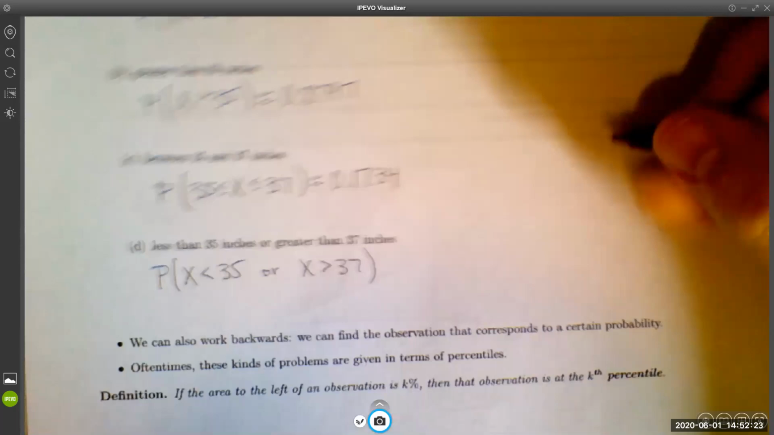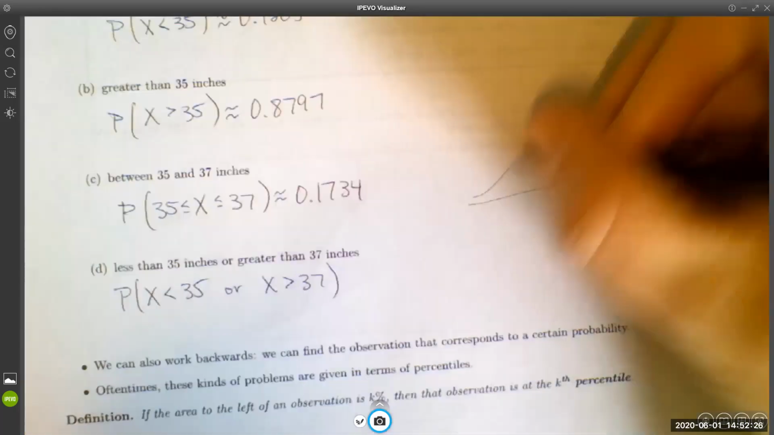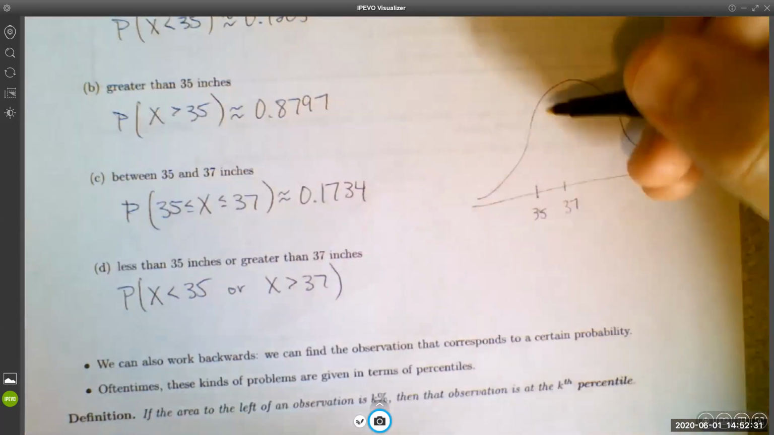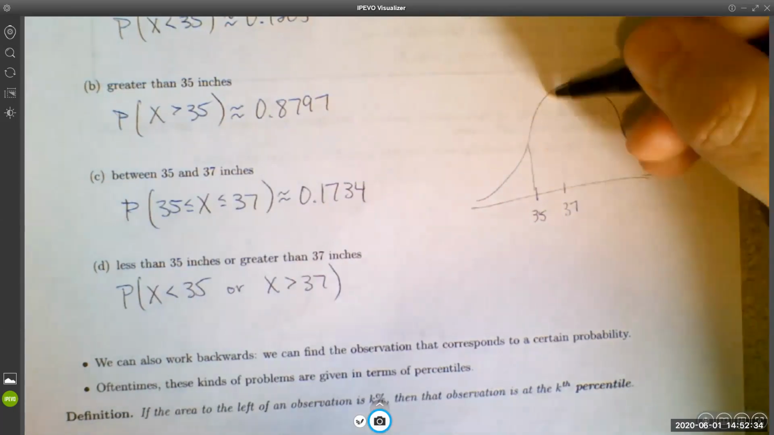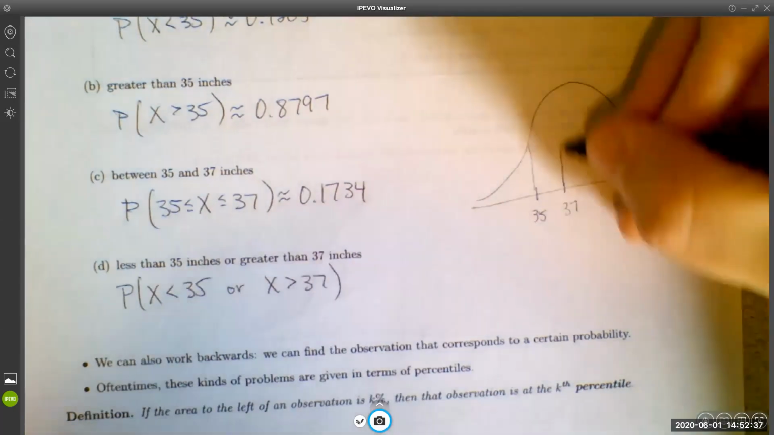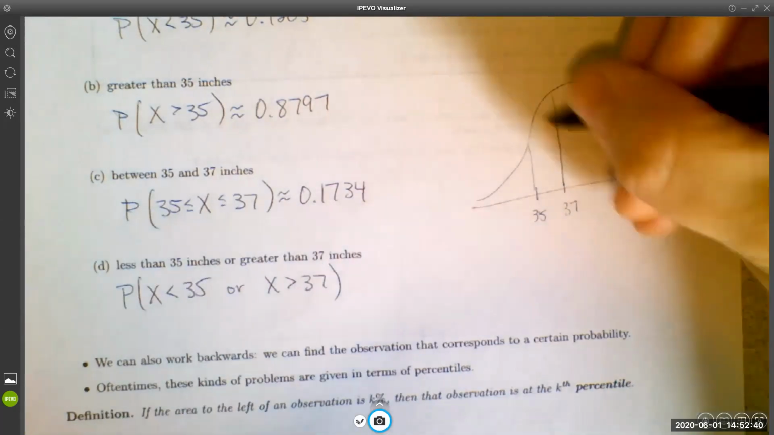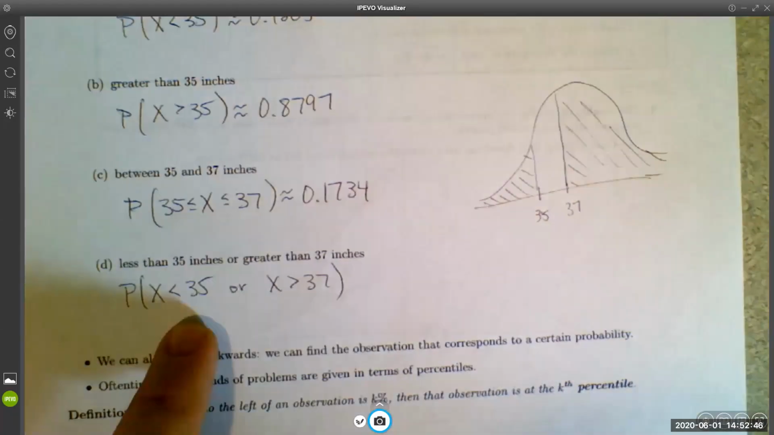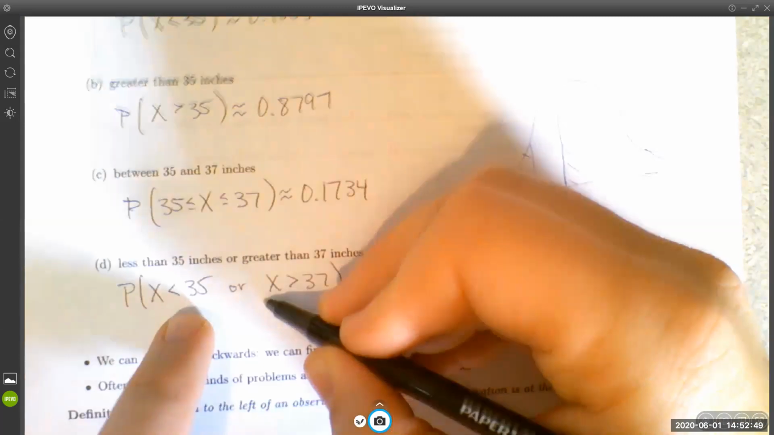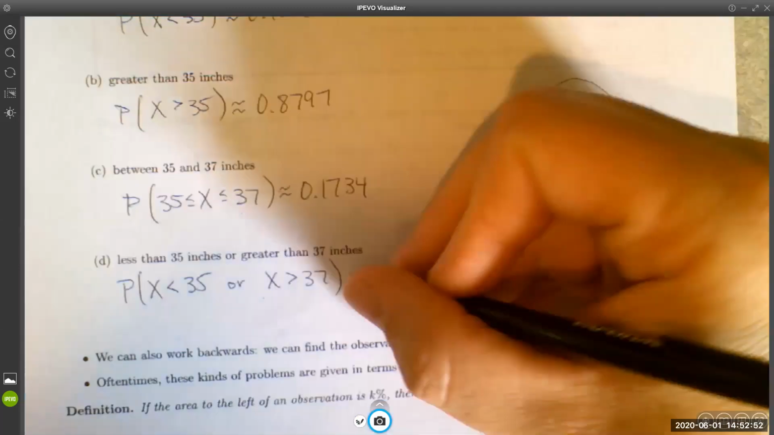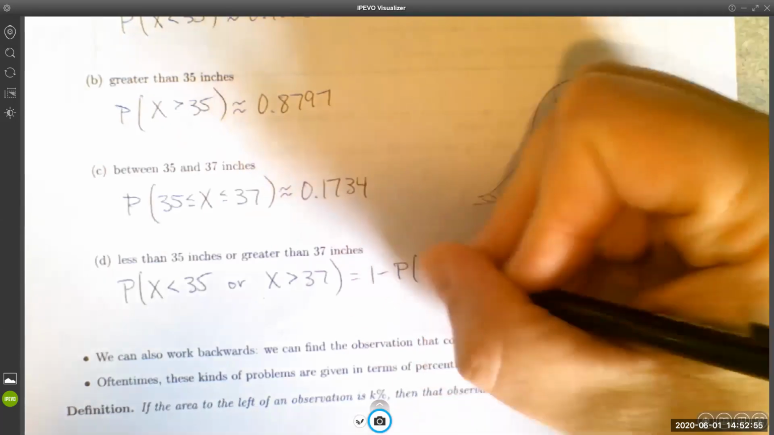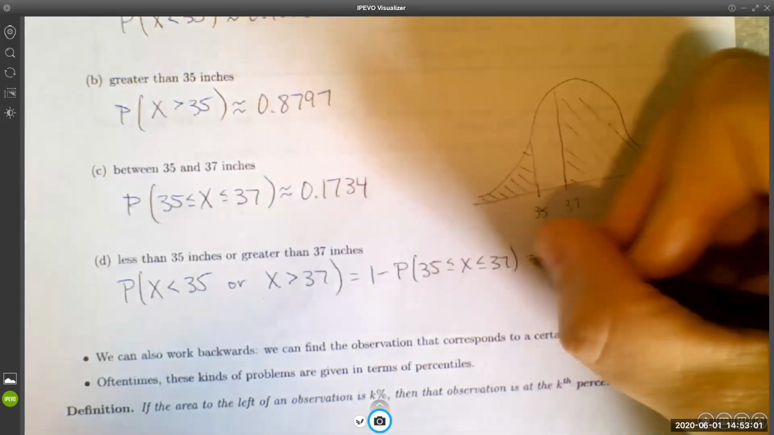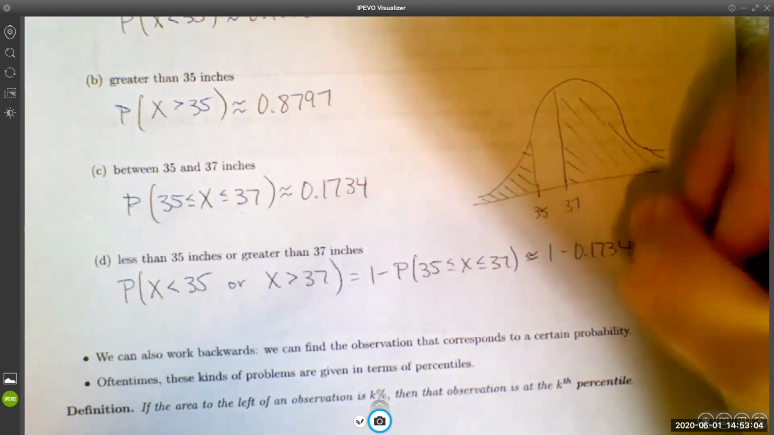So first of all, to draw a picture, let's say 35 is there and 37 is there. In part C, we found the area between those values. In part D, we're being asked for the complement. So one way that you could do this problem is to just realize that this is the complement of that. And so you could say this is just 1 minus the probability that x is between 35 and 37. And so that's about 1 minus 0.1734. So that's one way you could do it.